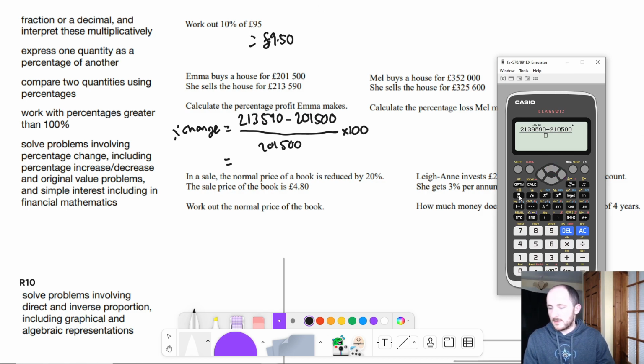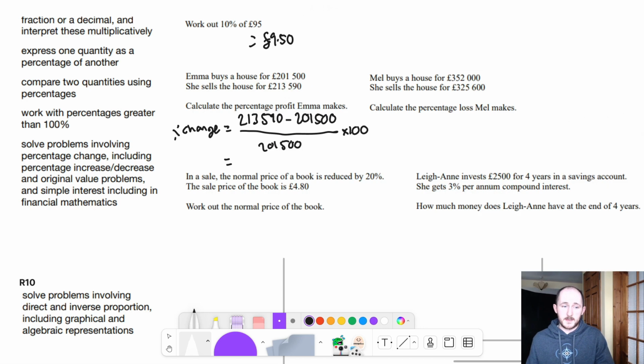Ooh, I got that wrong. Interesting. Ooh, I wrote way too much here. What happened here? 590,201. There we are. Don't know what happened there. 210,500. Okay, and then multiply it by 100. That is 6%. So that's a 6% profit because it's a 6% change.